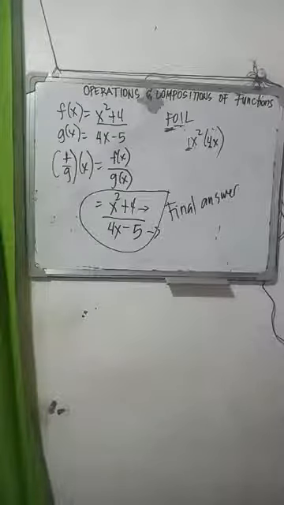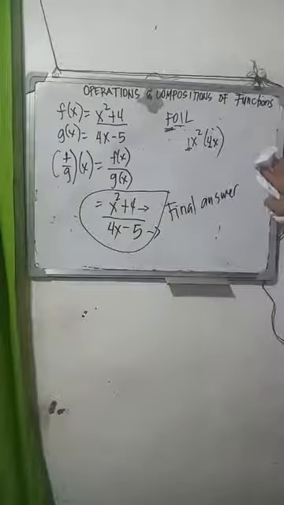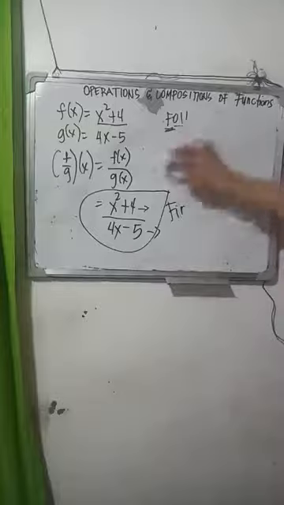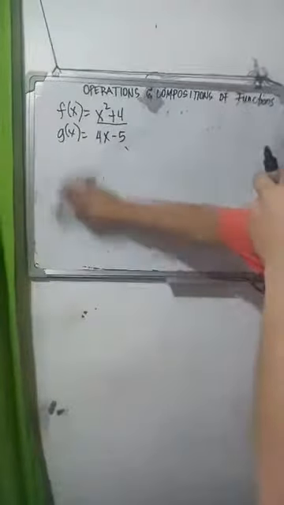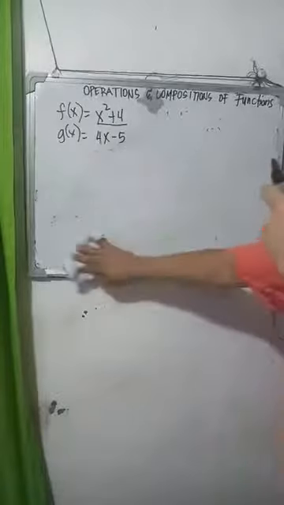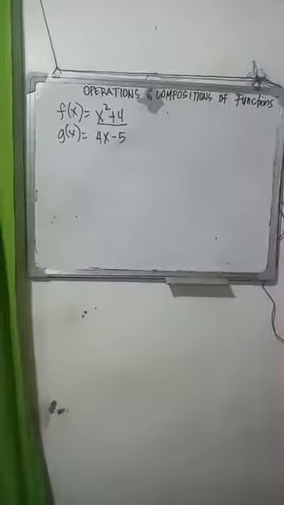Let's proceed to composition of functions. Many people get confused here. Remember, in finding the quotient of functions, if the numerator and denominator can no longer be factored, then automatically the given is your final answer.